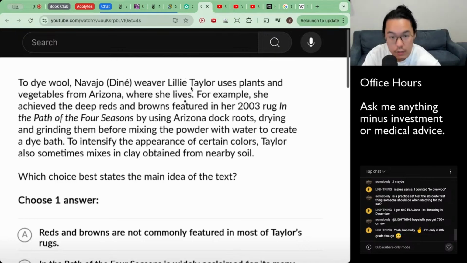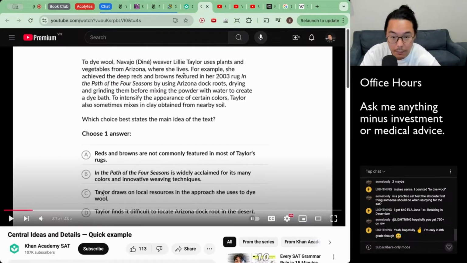You look at this one and you say, she uses local Arizonian plants and vegetables to dye wool. That is the main idea, right? After that prediction, you just make that match. She draws on local resource and approach to dyeing, and it's definitely C.